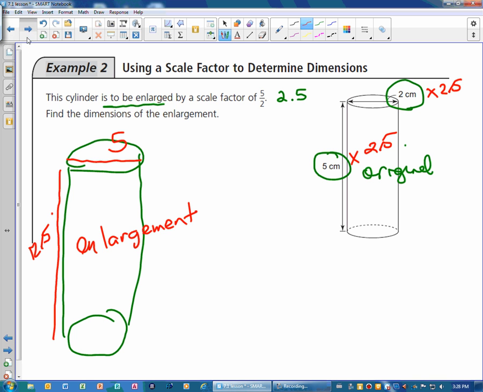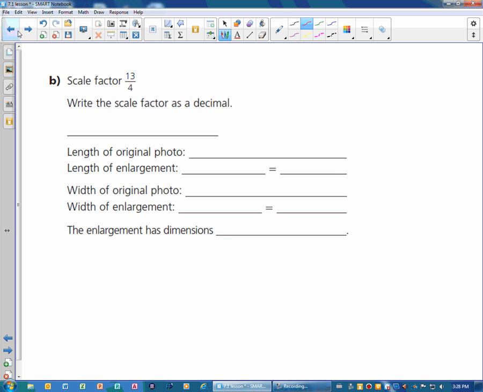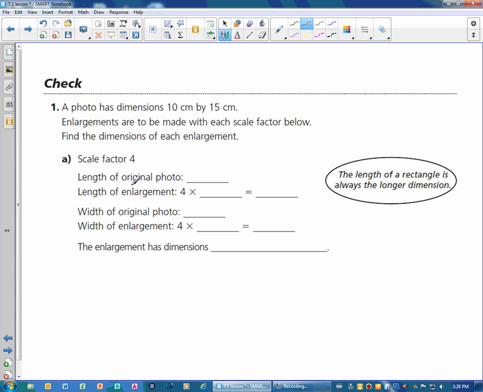So give that a try on the check. You've got A and B to do, and it kind of brings you through it. So go ahead and try that and come back.